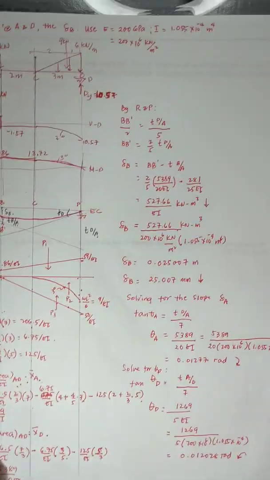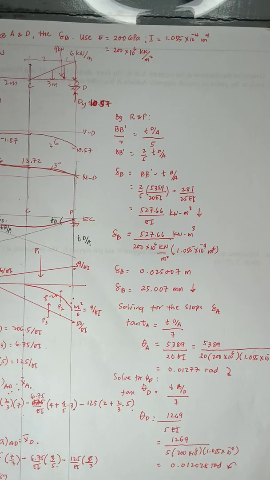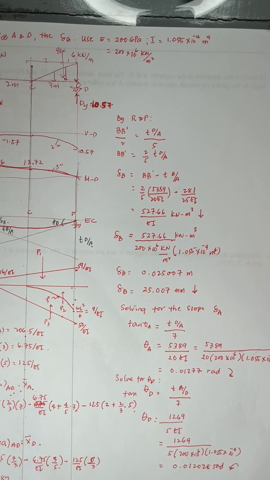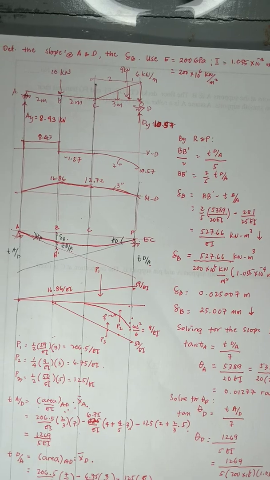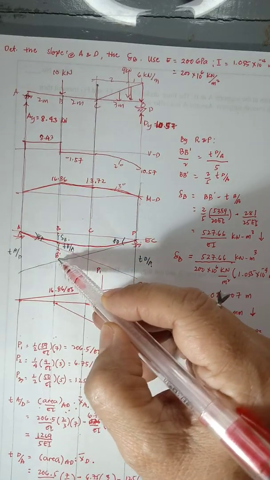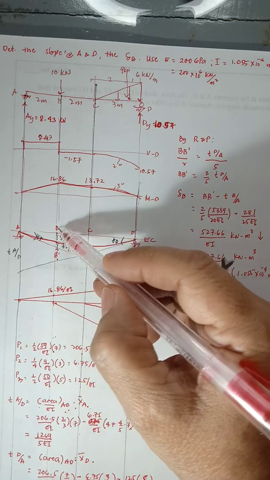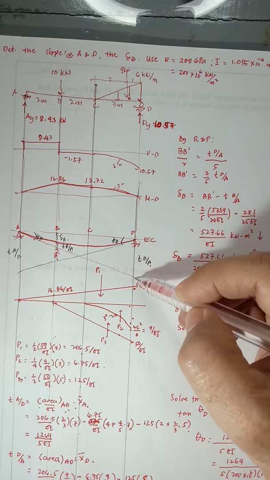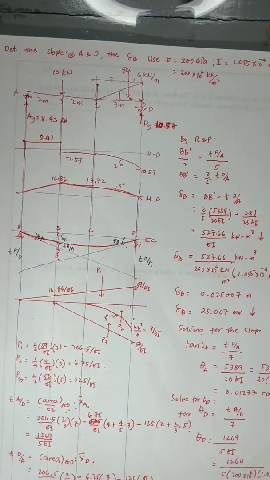Next is, we solve for BB prime. Okay. BB prime is B to B prime. So by ratio and proportion, BB prime is to 2 as TD/A is to 5. And then, solving for BB prime, we have 2/5 of TD/A.